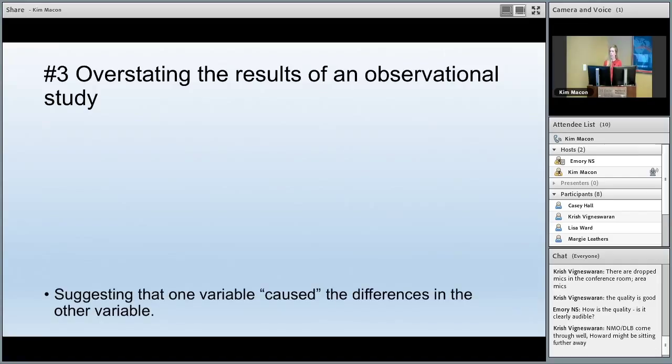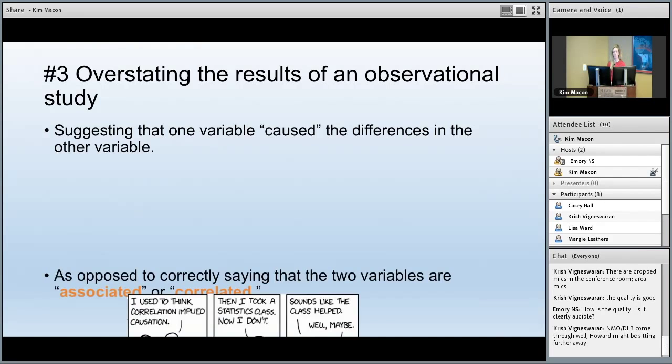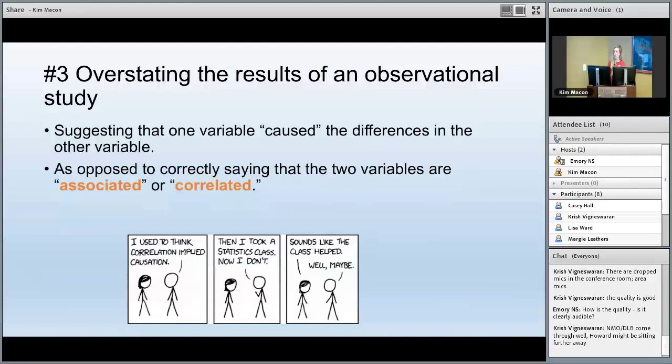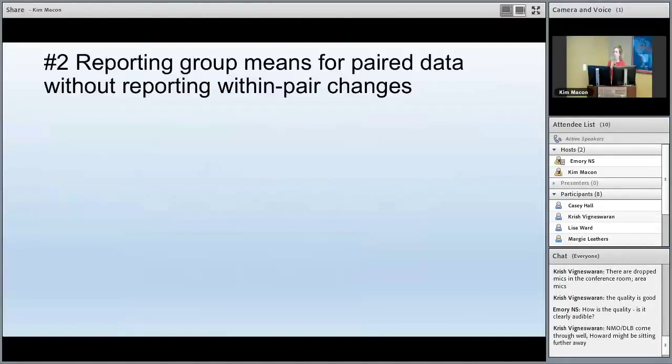Number 3, overstating the results of an observational study. When you have an observational study or retrospective study, you cannot say that one variable caused the difference in another. This is not an experiment. You did not manipulate anything. You're just observing things. So the correct way of interpreting your results is to say that the two variables are associated or correlated. And again, don't forget that your significant results may be spurious.